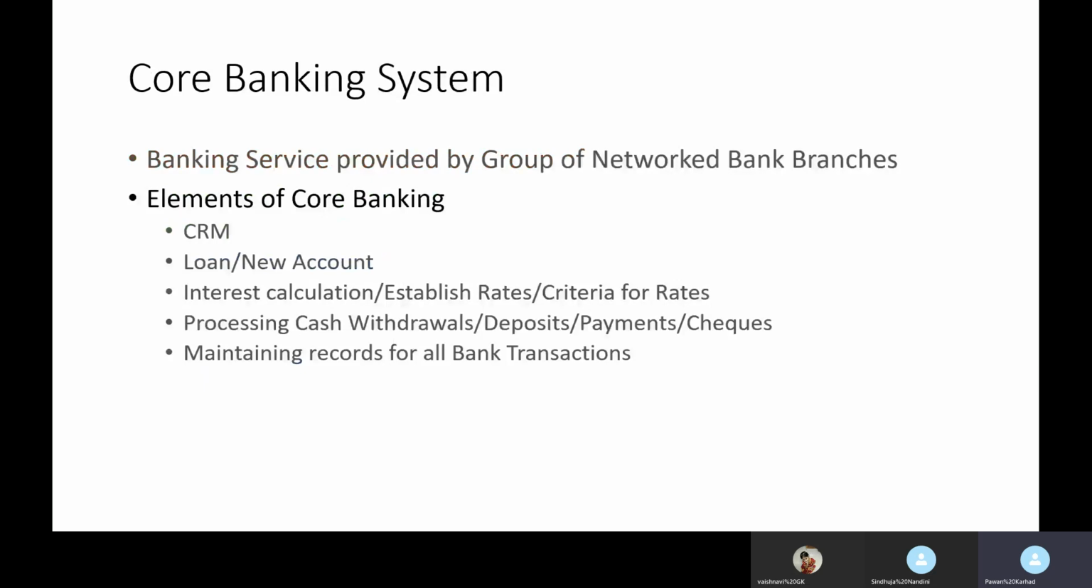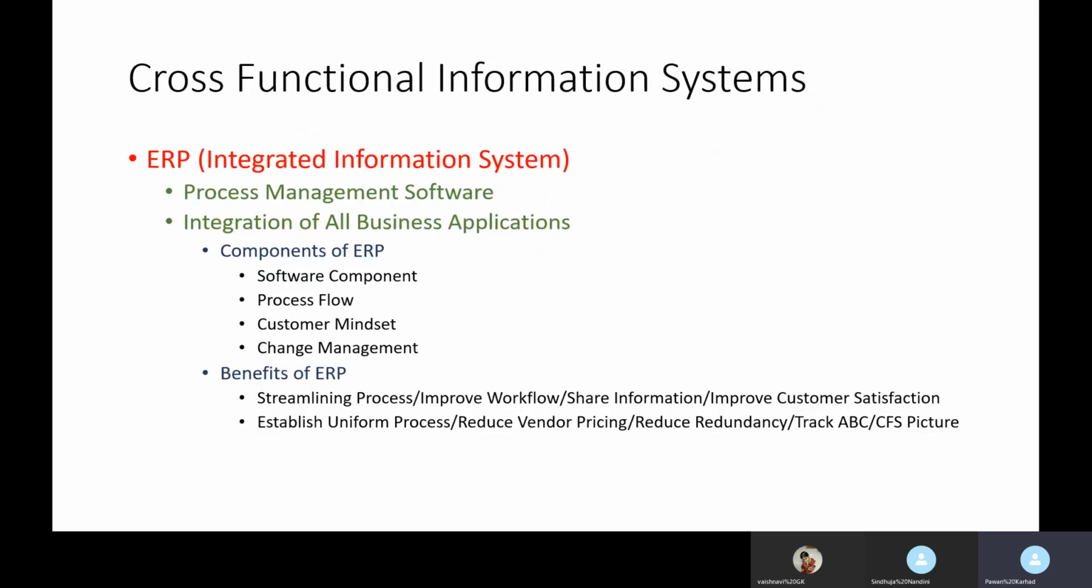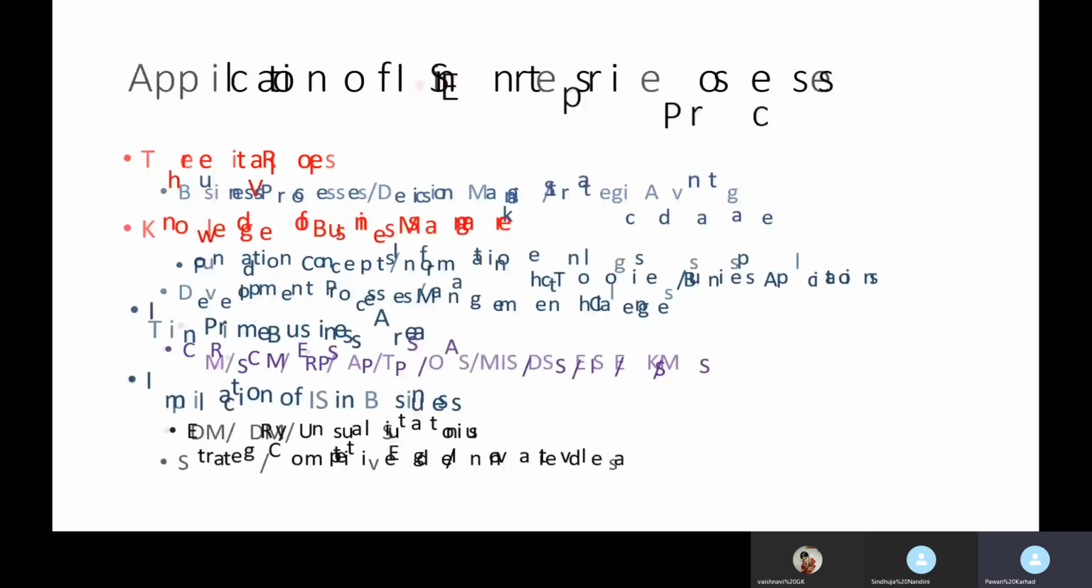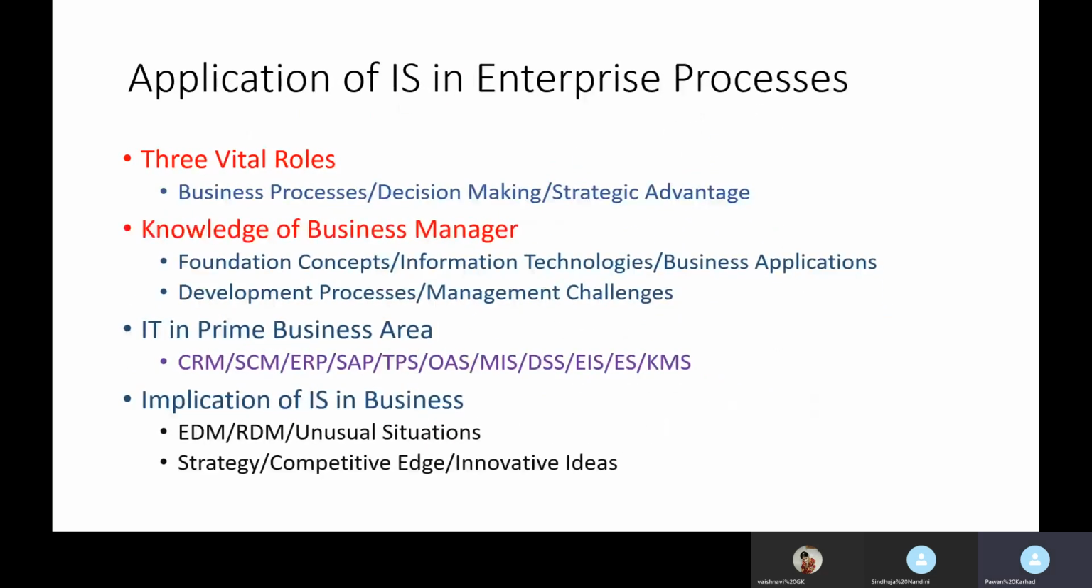Okay, we have seen the core banking system. Now let's see the application of information systems in enterprise processes. These are a list of general questions they can ask: what are the three vital roles of information systems in enterprise processes?